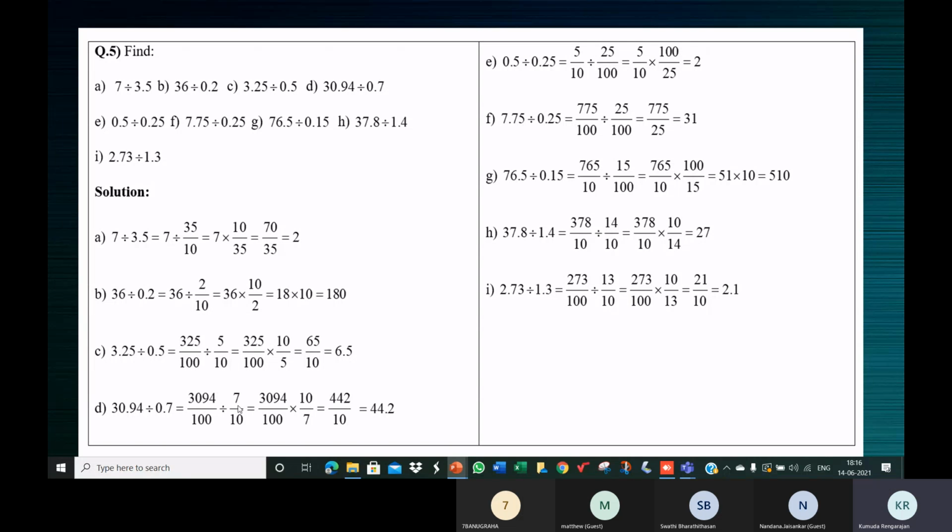Look at this D here. 30.94, see, we have 2 decimal numbers. 30.94 is a decimal. 0.7 is also a decimal. We first convert the decimals to fractions. That is the first step. So 30.94 is 3094 by 100. 0.7 is 7 by 10. Next, to divide, we multiply by the reciprocal of the second fraction. Write the first fraction as it is. Division becomes multiplication. 7 by 10 is written as 10 by 7.